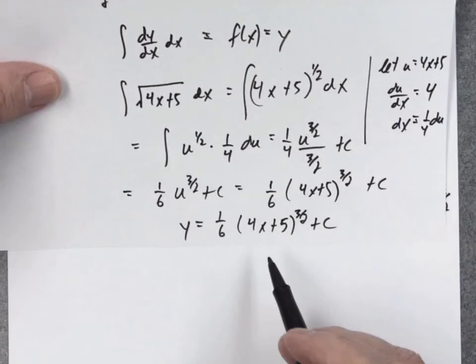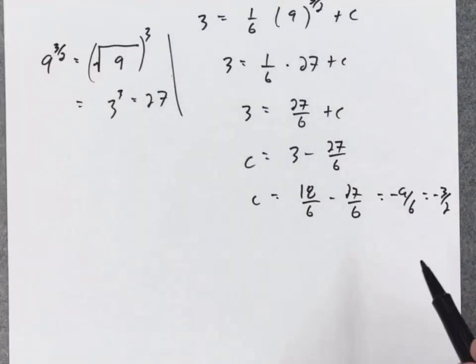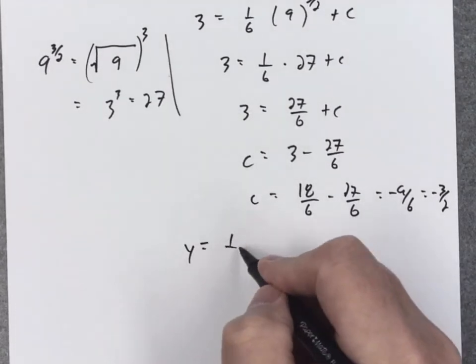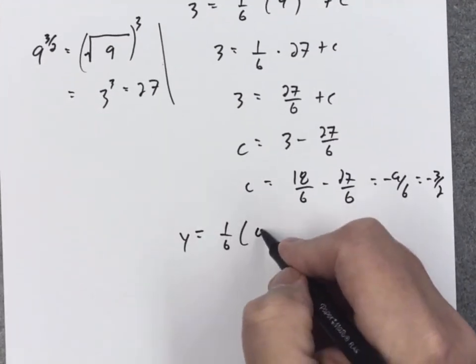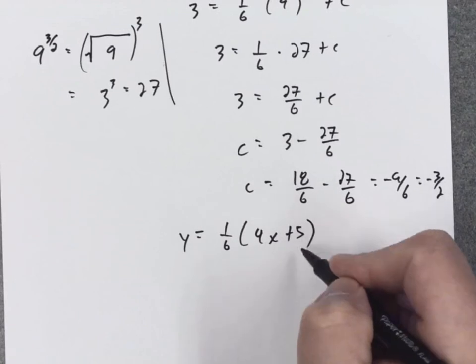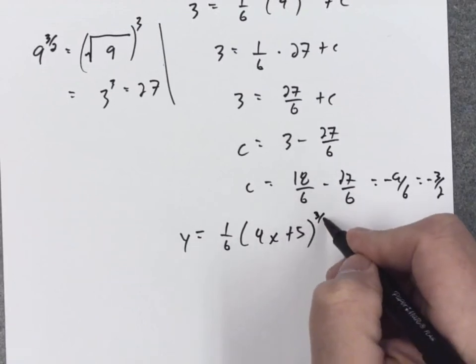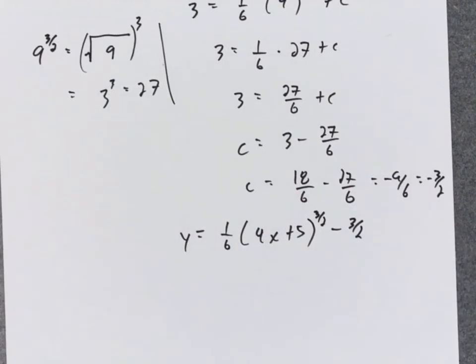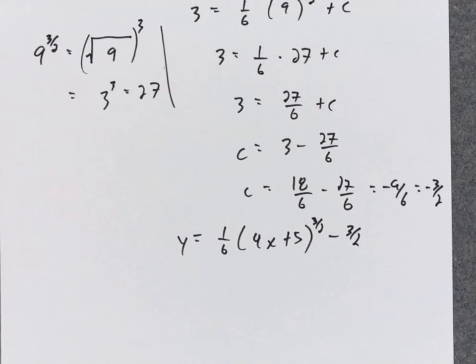So now I go back here. I can plug that in. So y equals 1/6 times 4x plus 5 to the 3 halves minus 3 halves. All right, that was sort of fun. So that is integration by substitution. Hopefully once you do that enough, you get the hang of it and it won't be too bad.